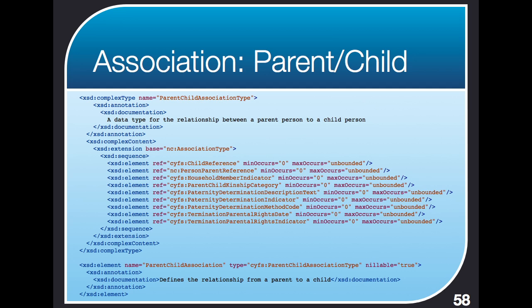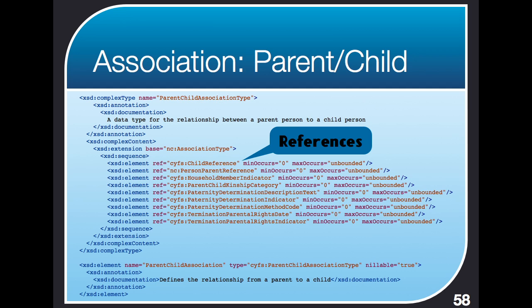From that base association type, we make more specialized versions of associations. In this case, in the CIFAS domain, we use it as a base for a parent-child association. So here's the schema that defines that. We have parent-child association type, and it's based on the NIEM core association type. So it inherits that beginning and ending date. To that, we add some references. Reference 1 is that child reference, and that actually points to the person object that is the child in this association. The second one is the person-parent reference, and that would point to the parent, the person who is the parent in this association. So now we have an association with a starting and an end date and two references, one to point to the child and one to point to the parent.